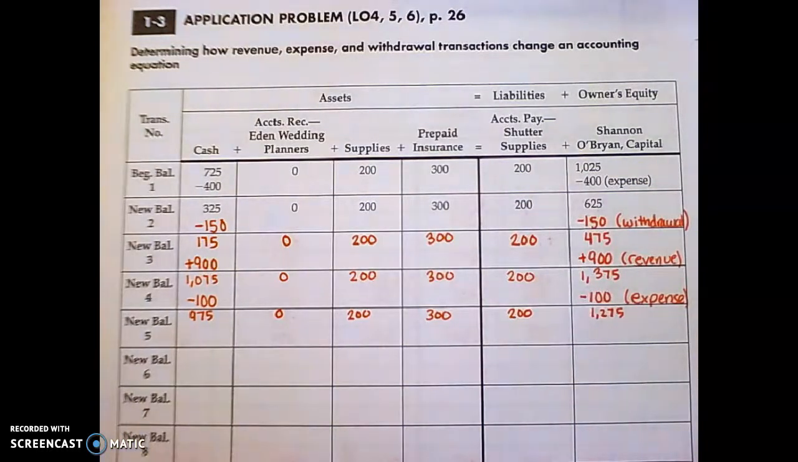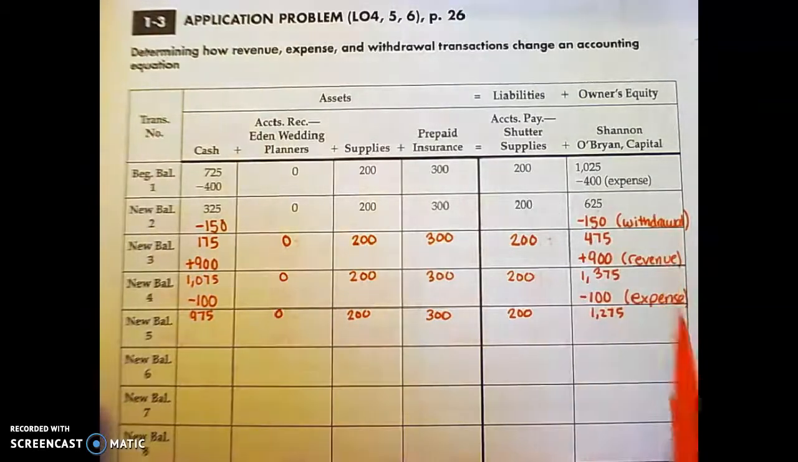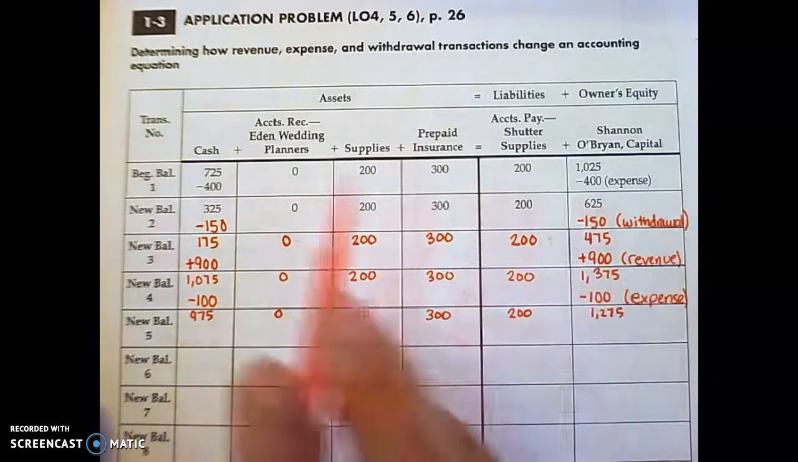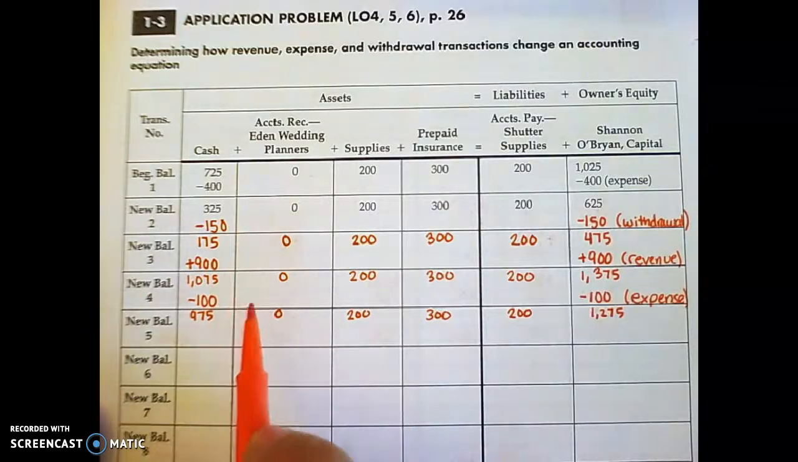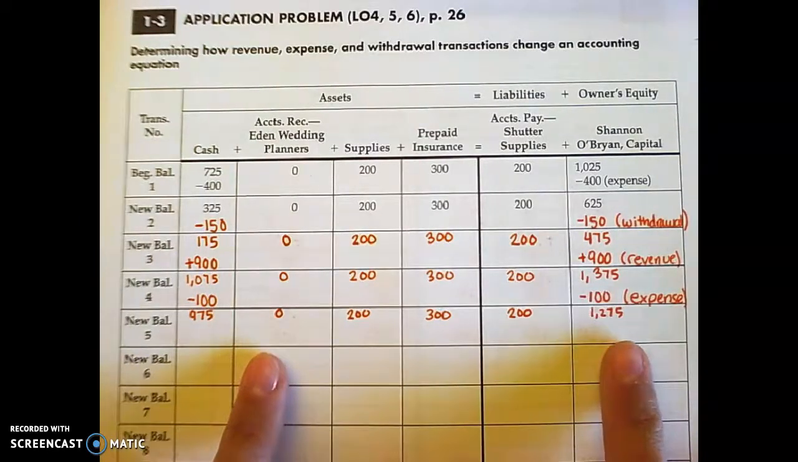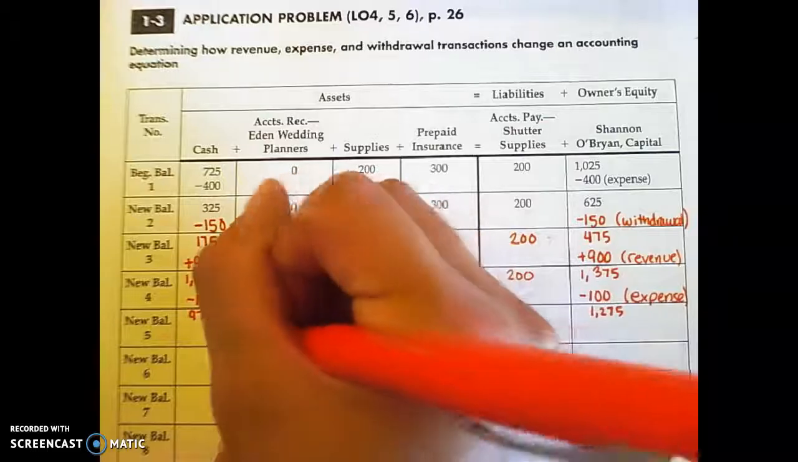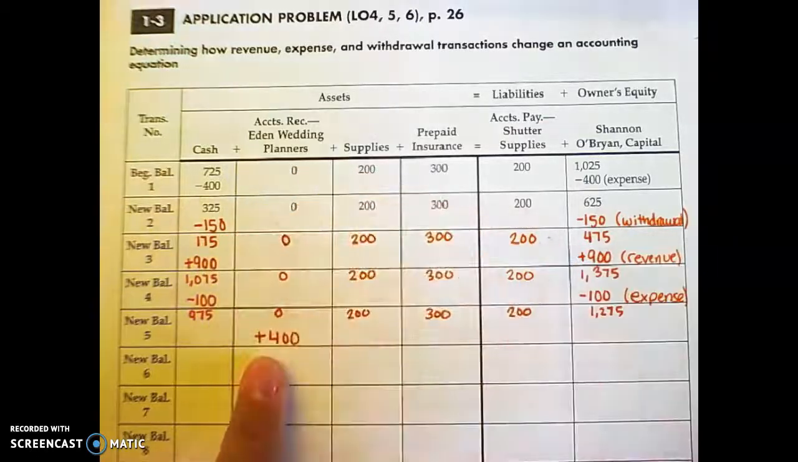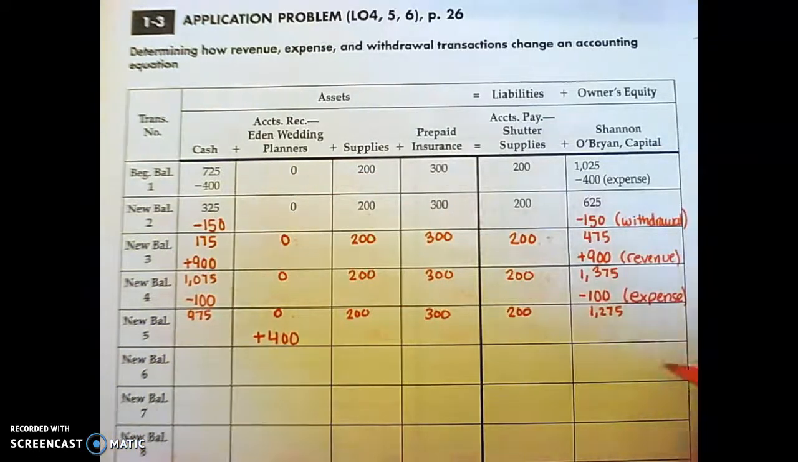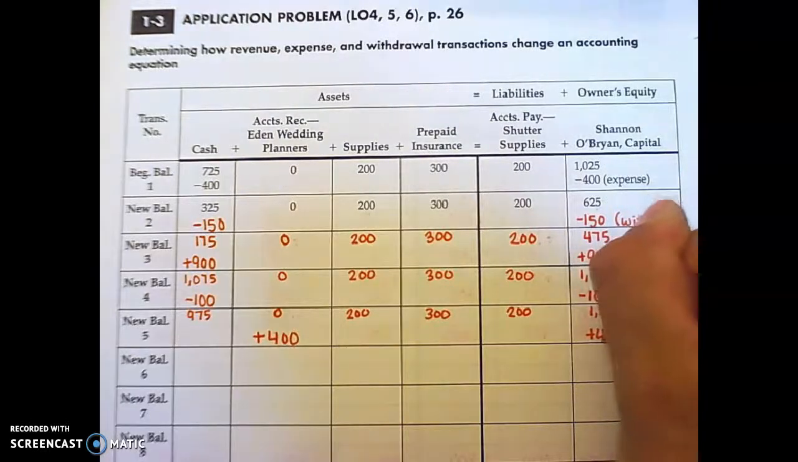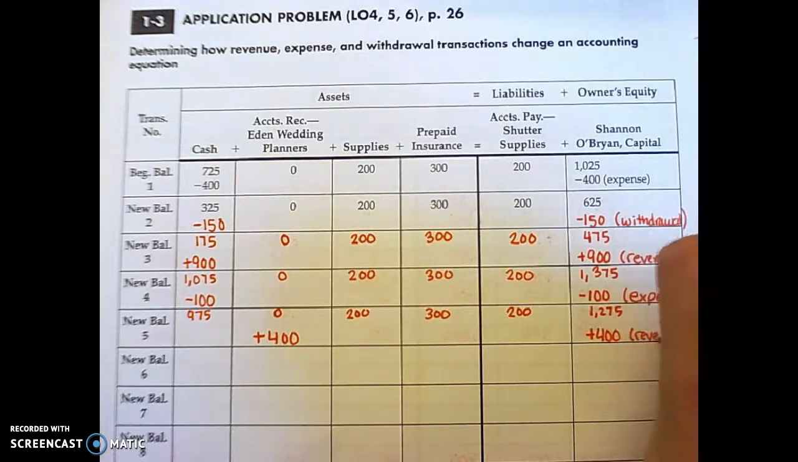On the fifth transaction, we sold services on account to Eden Wedding Planners, $400. So we sold services on account. Sold services, that's like making revenue. And this was on account to Eden Wedding Planners. So those are going to be the two accounts that we will use. The amount that Eden Wedding Planners owes us is increasing. So they will get a plus $400. And we made a revenue, we made some sales here, so our capital account will increase by $400, and that will be revenue.